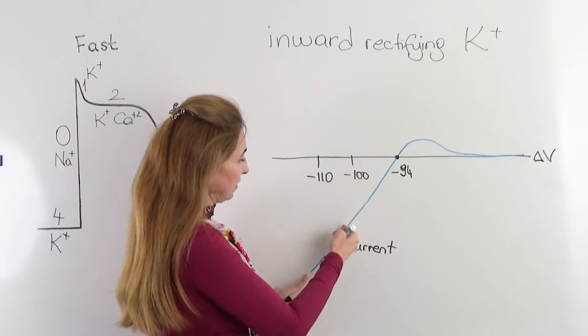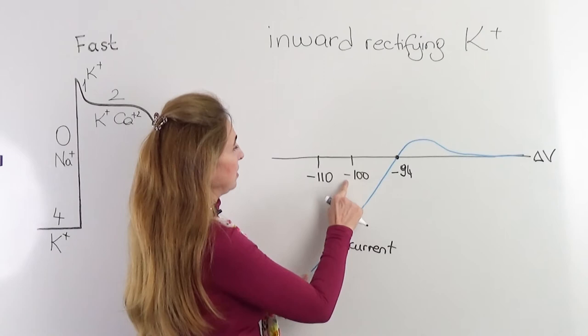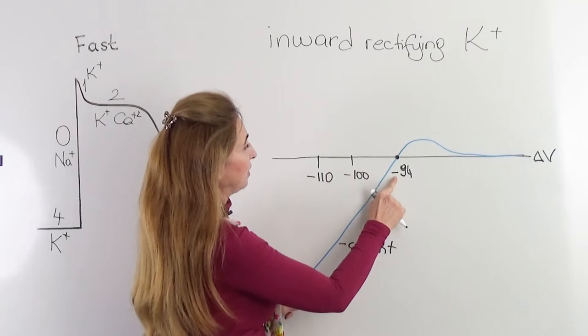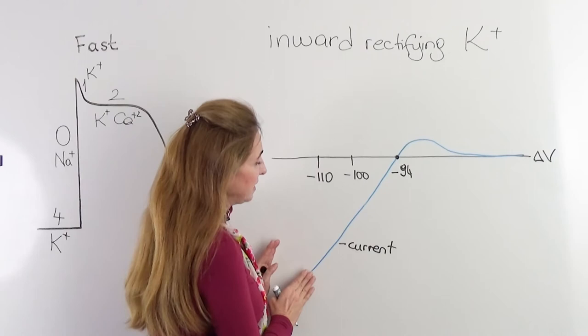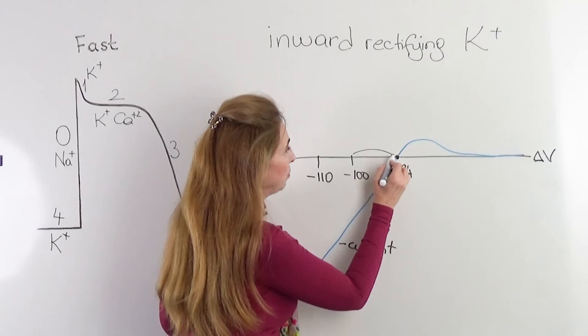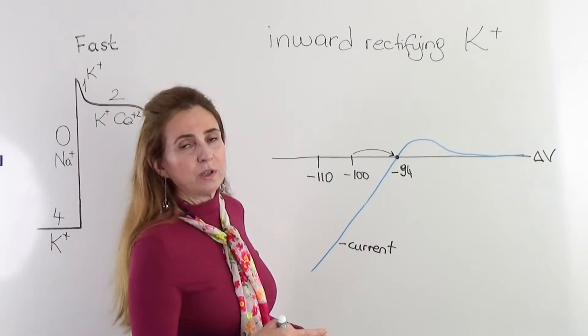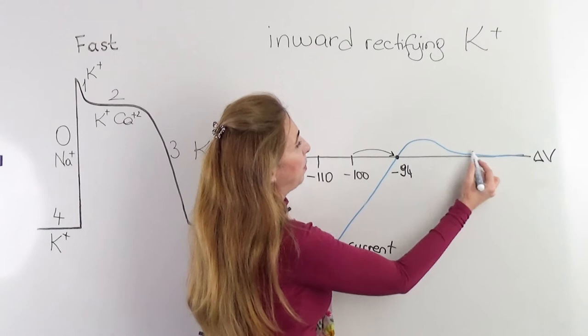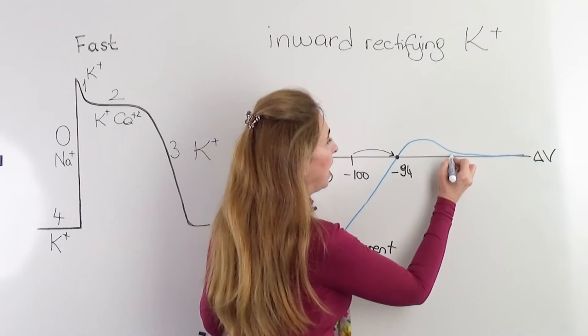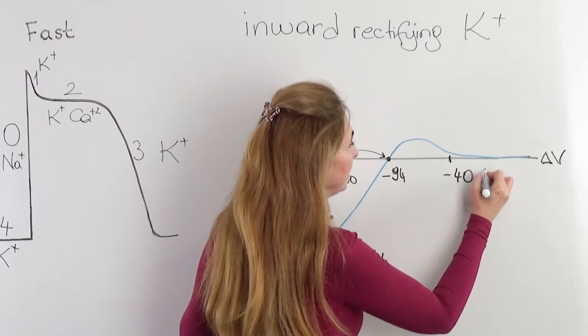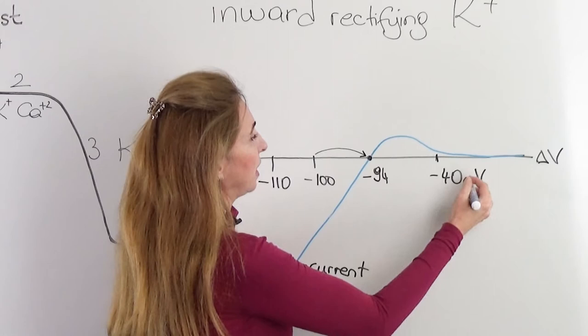So at membrane potentials more negative than minus 94, which is the Nernst potential of potassium, potassium is moving into the cell. The aim in this case is that when potassium moves into the cell, the potassium is trying to bring the membrane potential towards its own, which is the equilibrium for every ion. But what about the upper part of this curve? The upper part of this curve says that until a point which has been measured like something like minus 40 millivolts, potassium is able to go outward.